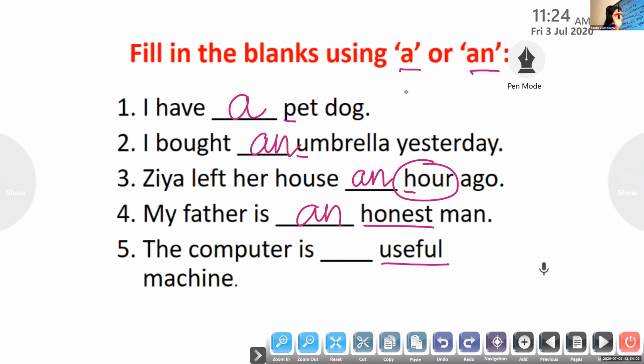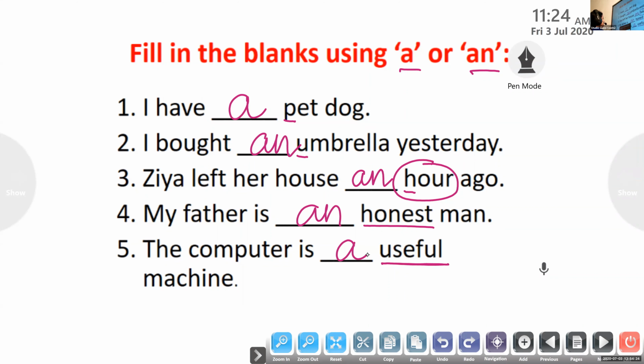Is dash useful machine. So here, I've told you the word starts with a vowel, but it has the sound of a consonant. Great. So what should I use here? A. Very good. A.